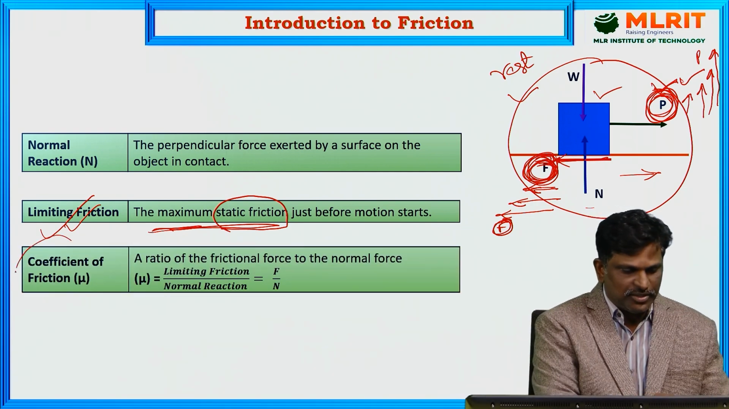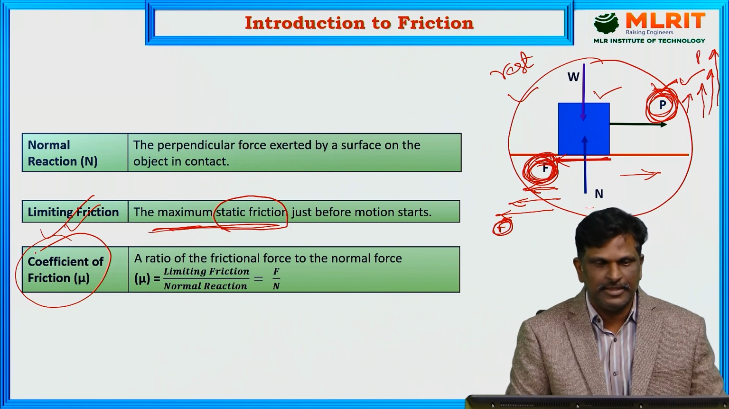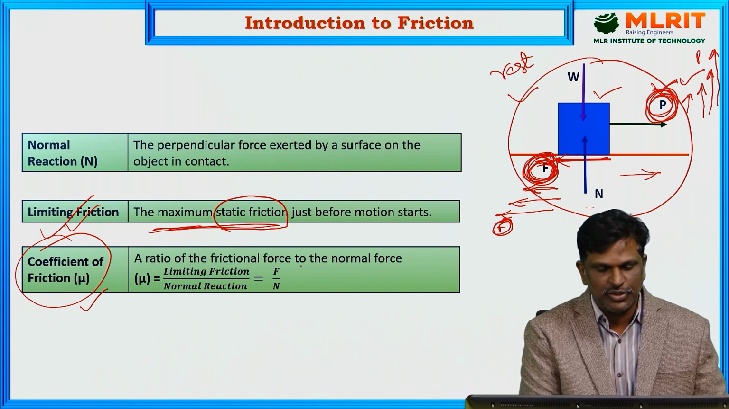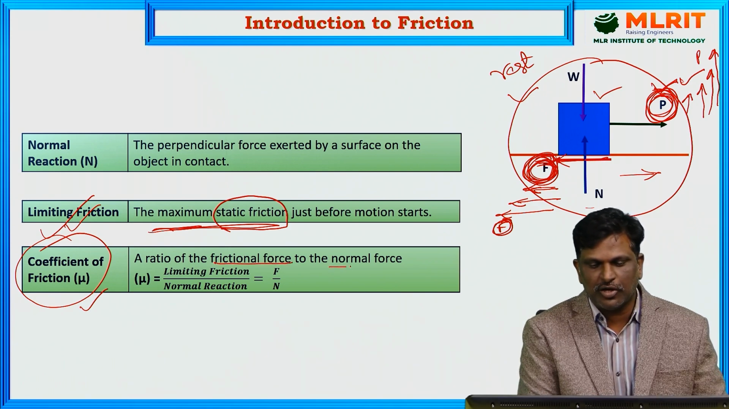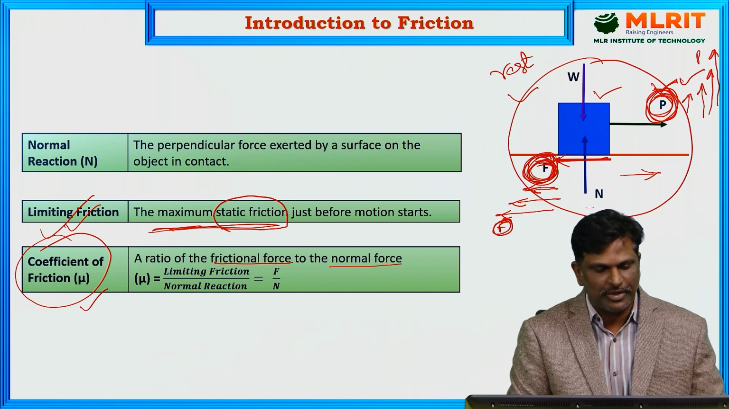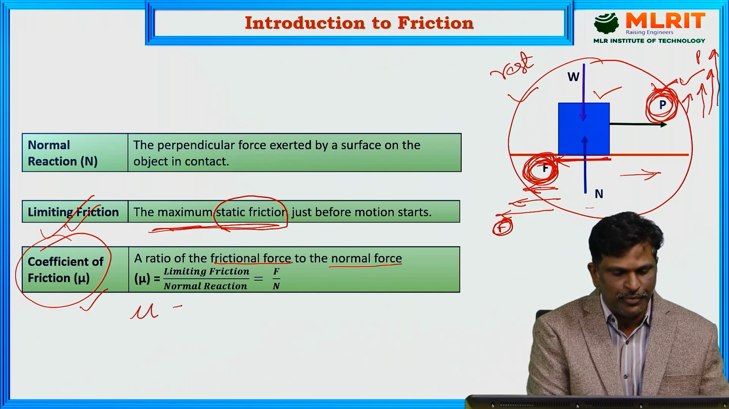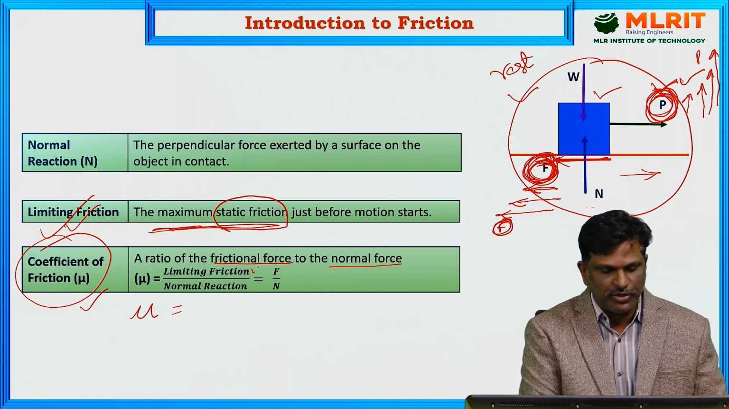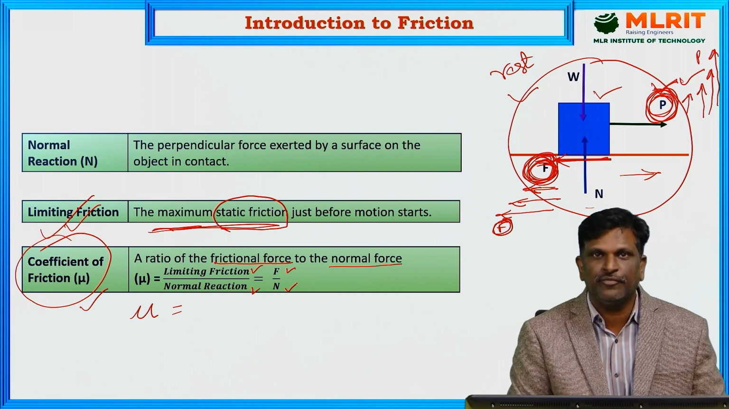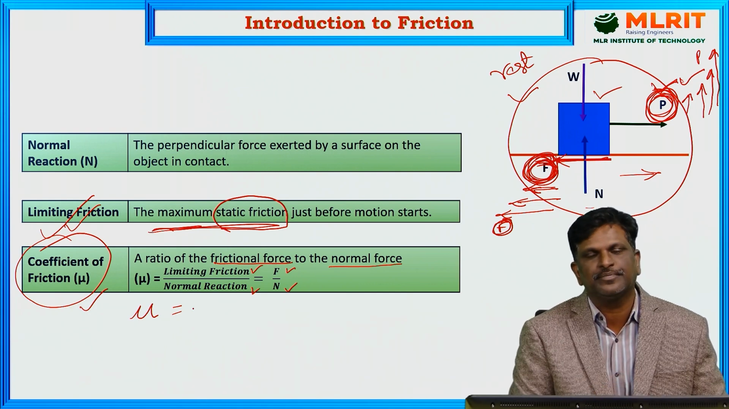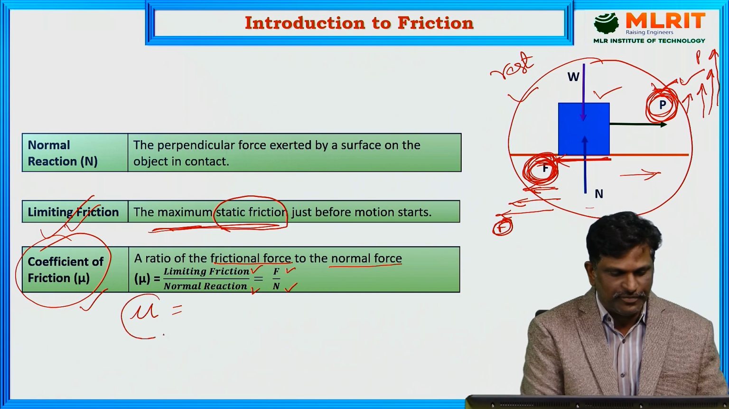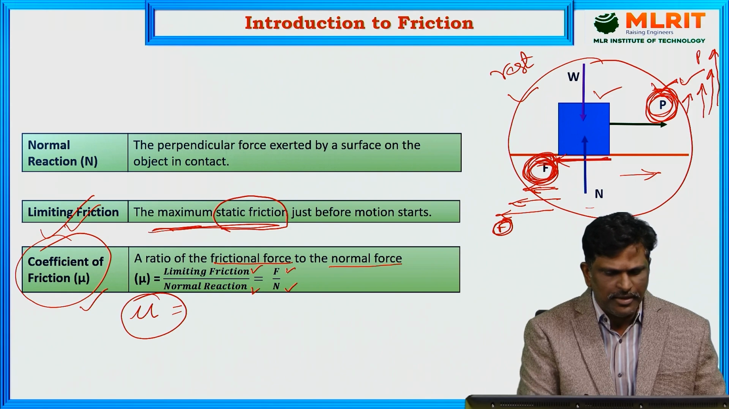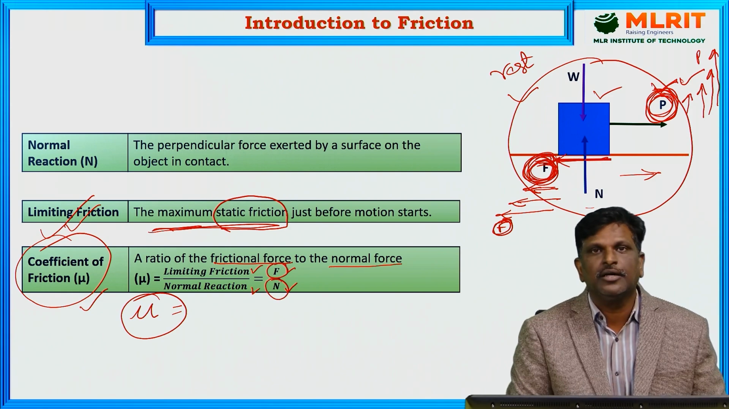A very important term associated with friction is the coefficient of friction. The coefficient of friction is defined as the ratio of limiting friction to the normal reaction. It is always denoted by mu. Both are forces, so it doesn't have any units. The coefficient of friction is a unitless quantity, and it is a ratio of limiting friction to the normal reaction.